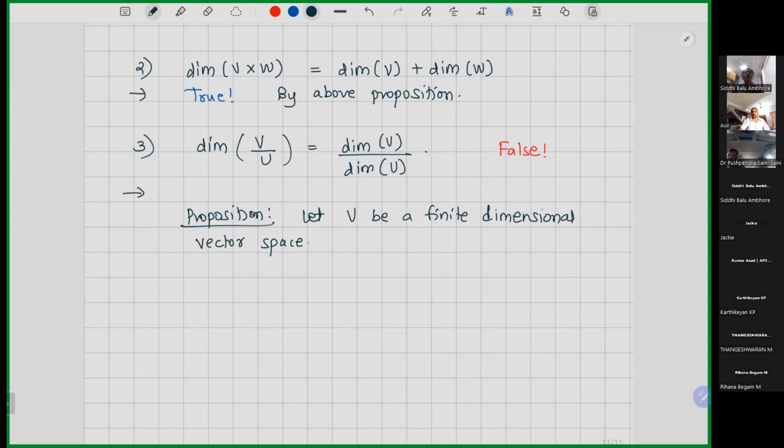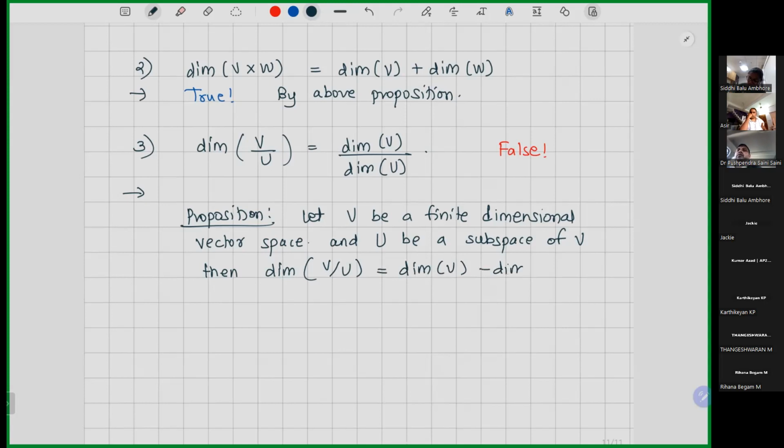Is someone saying something? And U be a subspace of V, then dimension of V by U is dimension of V minus dimension of U.